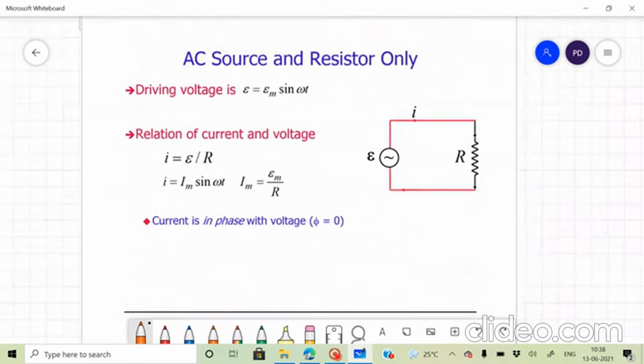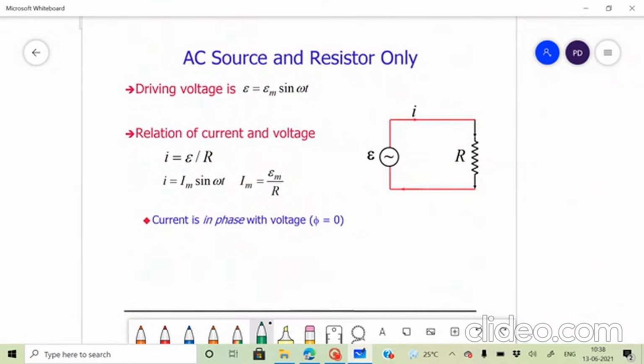So let's take the simplest example. You have the alternating voltage source, and you have only the resistance.